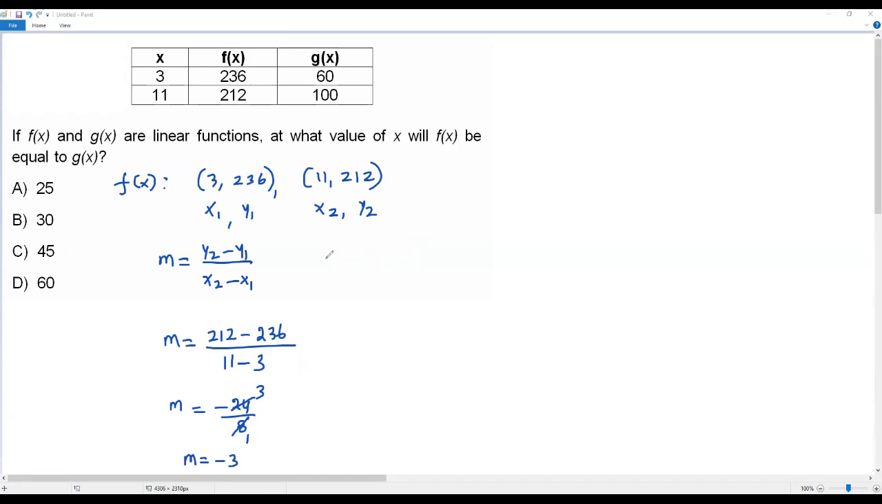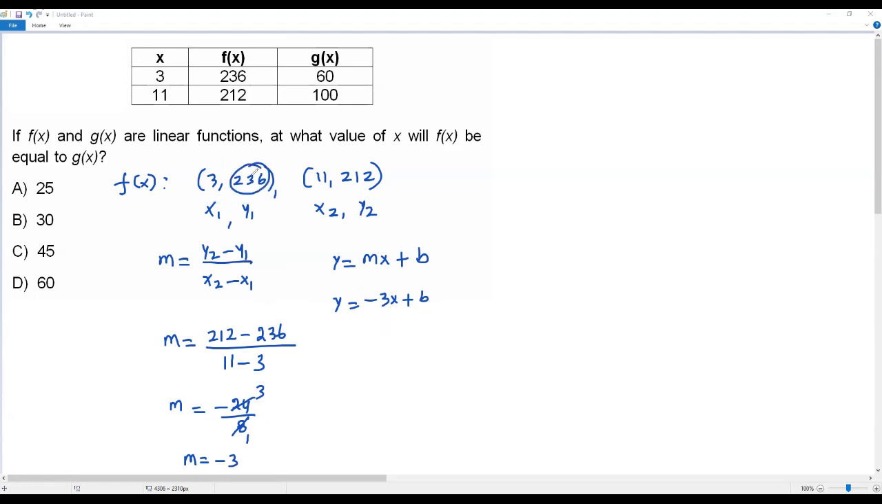Now let me write the linear function f of x, or I can write y. So y equals mx plus b. Here m can be replaced by the slope we got for f of x, that is negative 3x plus b. Still, we need the y-intercept, that is the value of b. For that we can use one of these 2 points, either the first or the second, and plug it into this equation to solve for b. Let me use the first point, that is 3, 236.